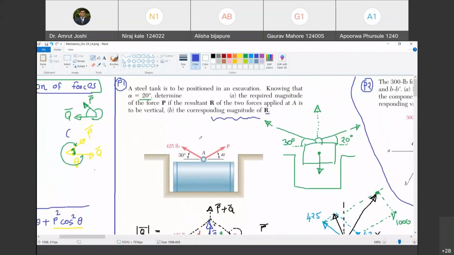So can you read the problem statement for me once again? A steel tank is to be positioned in an excavation, knowing that alpha equals 20 degree. Determine A, the required magnitude of the force P if the resultant R of the two forces applied at A is to be vertical. B, the corresponding magnitude of R. Correct.